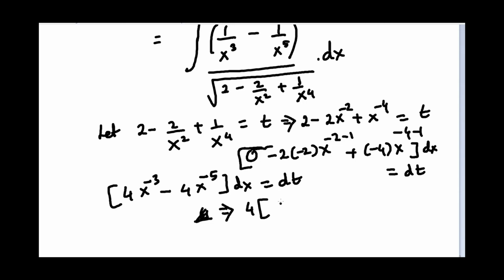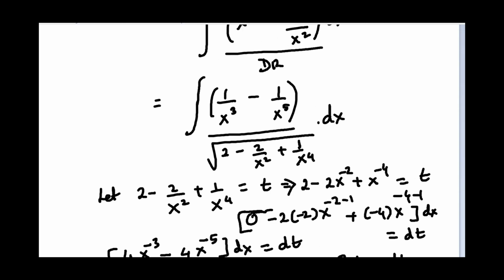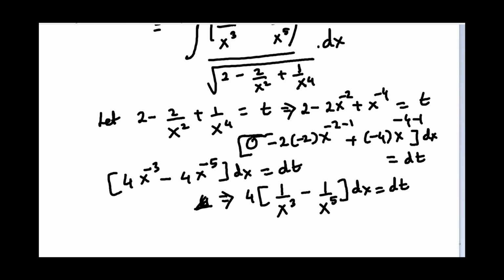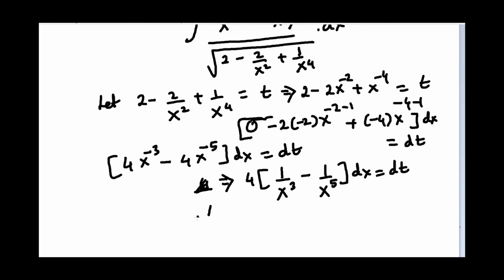So 4 is taken out: 1 over x to the power of 3 minus 1 over x to the power of 5 times dx is equal to dt. Now what do you have in the numerator? 1 over x to the power of 3 minus 1 over x to the power of 5 times dx. So that's exactly what you got. So this can be rewritten as 1 over x to the power of 3 minus 1 over x to the power of 5 times dx is equal to dt over 4.